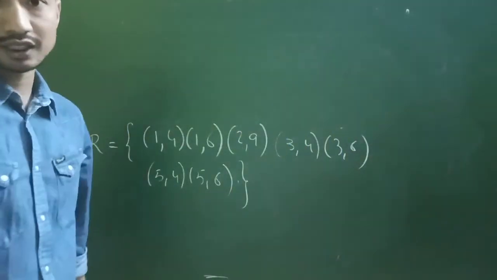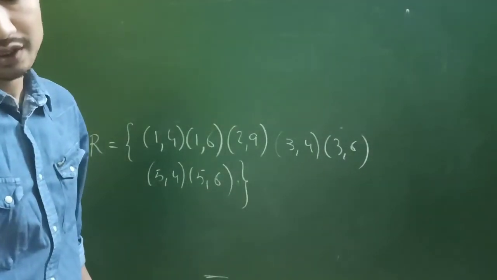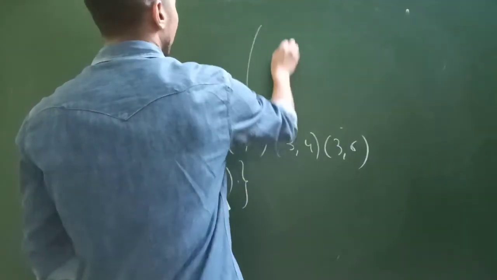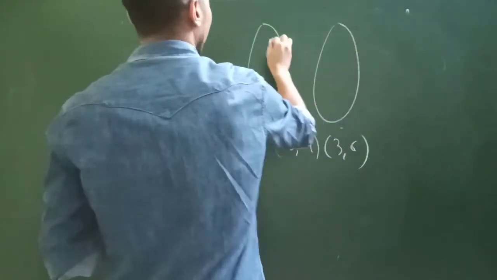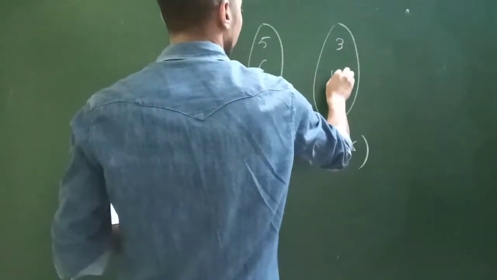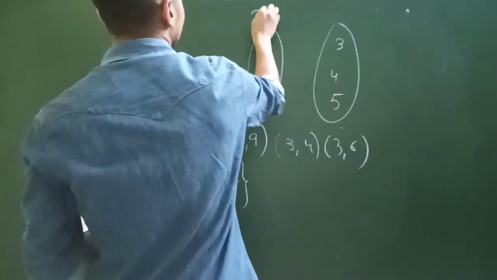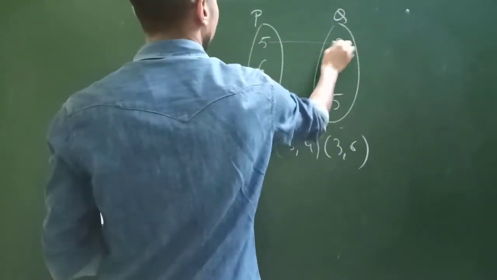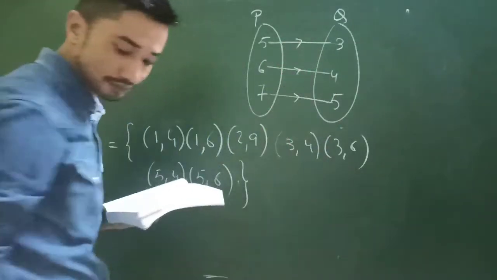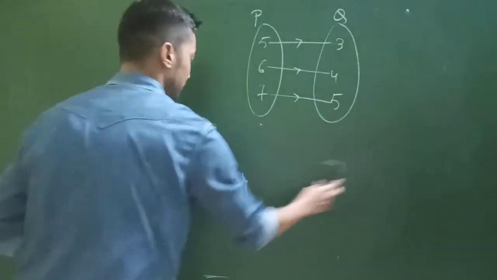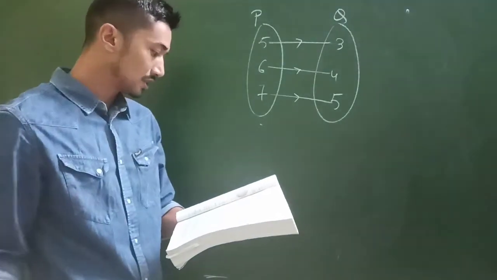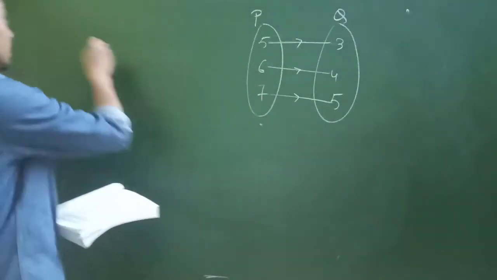What is the next question? In the figure, the figure shows 5, 6, 7 and 3, 4, 5. So the figure shows a relation from P to Q with arrow marks. Write the relation in set builder form and roster form, and write its domain and range.